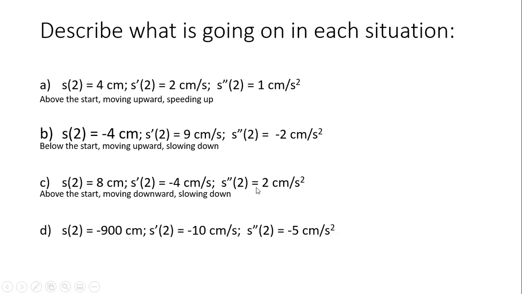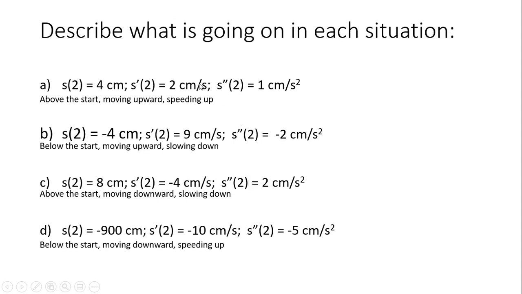Okay, look at the last one. Position minus 900. So I'm below the start. My S prime of 2, which is my velocity, is minus 10. So I'm moving downward. But this S double prime of 2 is also negative. So it means that I'm getting even more negative. And that actually means that I'm speeding up. I'm speeding up as I'm going down. I'm negative here, and this is making me become even more negative. So I'm actually speeding up in a negative direction. So I'm below the start, moving downward, and I'm speeding up.